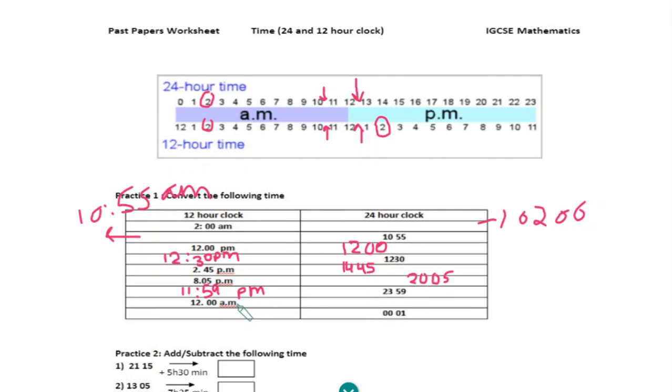Then we have 12 a.m. 12 a.m. at night means 24:00 in the 24 hour clock, and 0001 means 12:01 a.m.